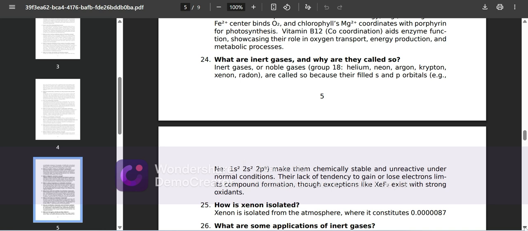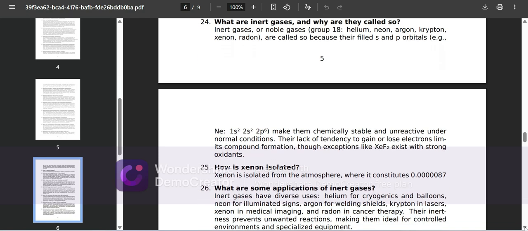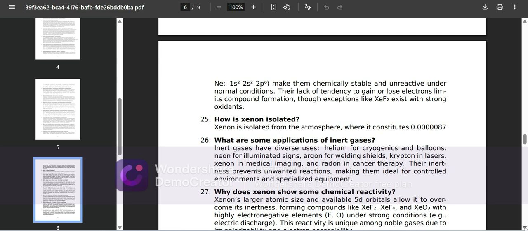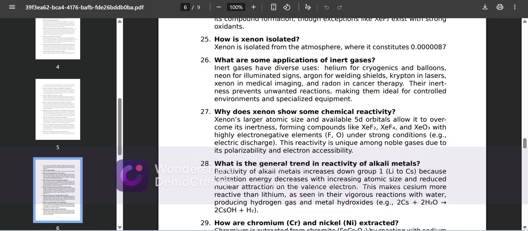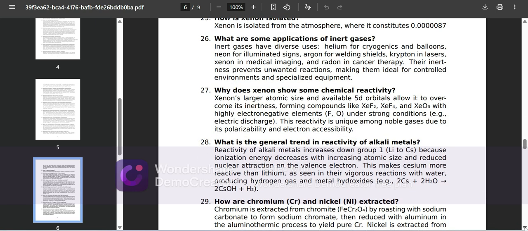What are inert gases and why are they called so? Inert gases, or noble gases, group 18: helium, neon, argon, krypton, xenon, radon, are called so because their filled s and p orbitals, for example neon 1s2 2s2 2p6, make them chemically stable and unreactive under normal conditions. Their lack of tendency to gain or lose electrons limits compound formation, though exceptions like xenon fluorides exist with strong oxidants.